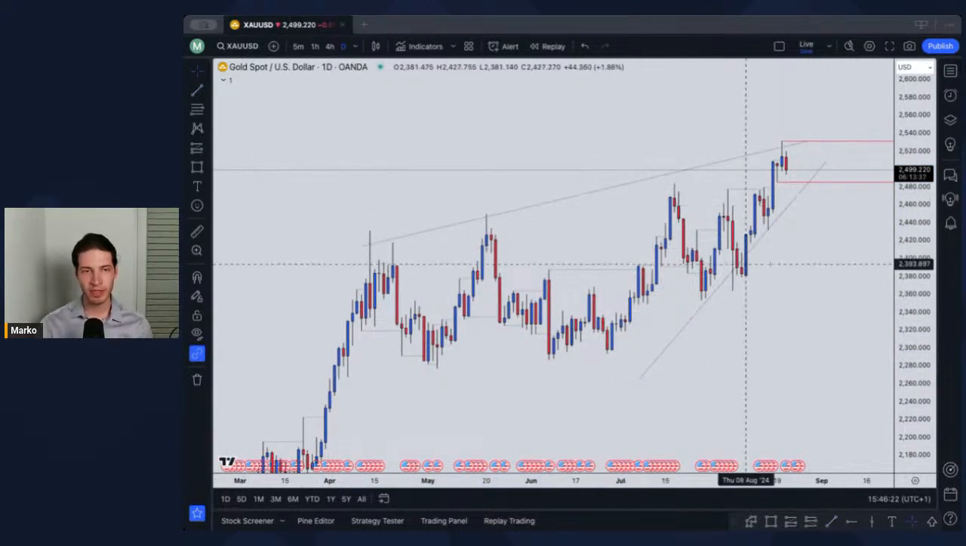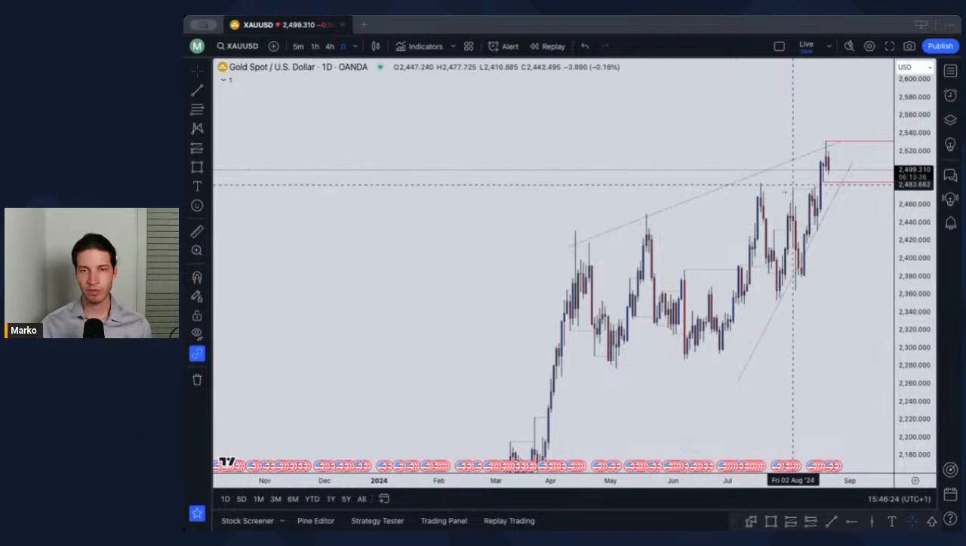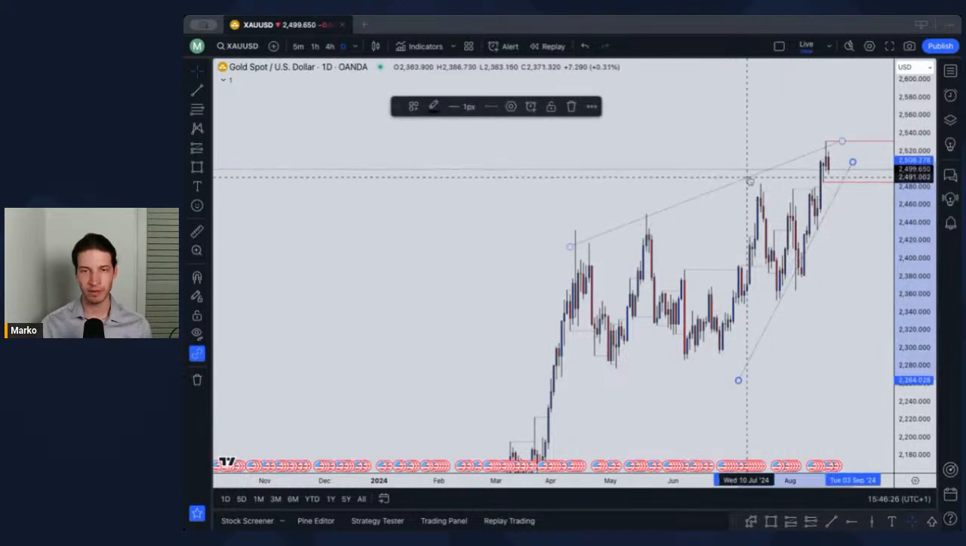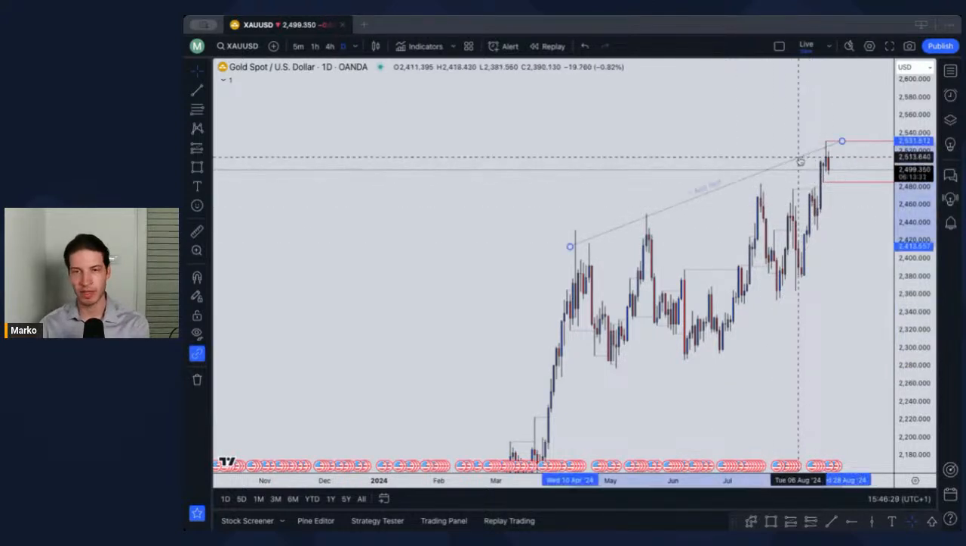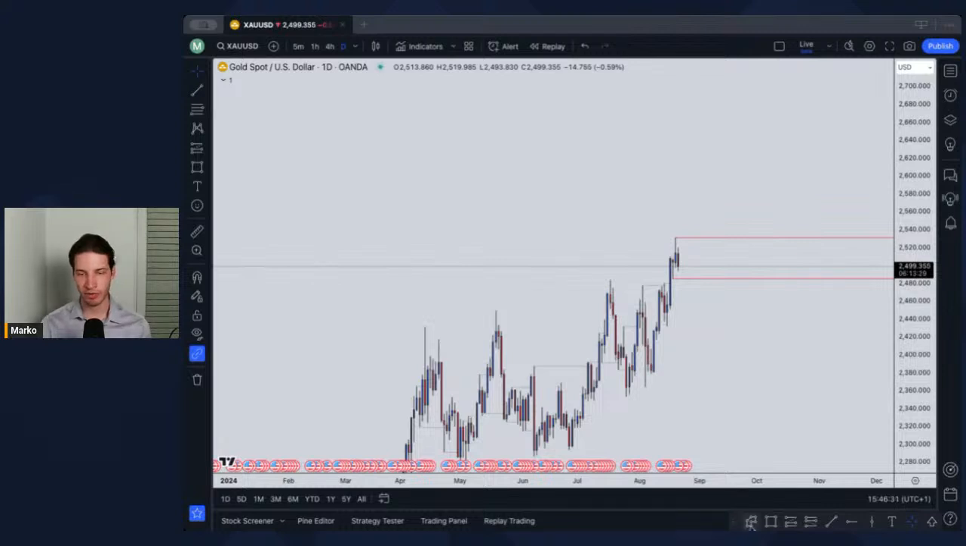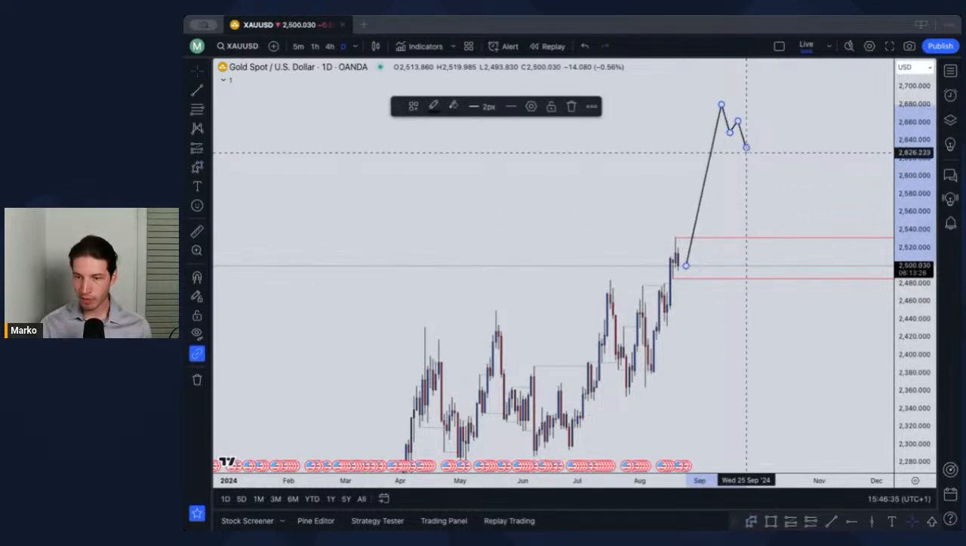It looks a bit corrective, but it is good that we are breaking the highs and possibly breaking out into a big uptrend. No, not as of now. Lots of work to do.